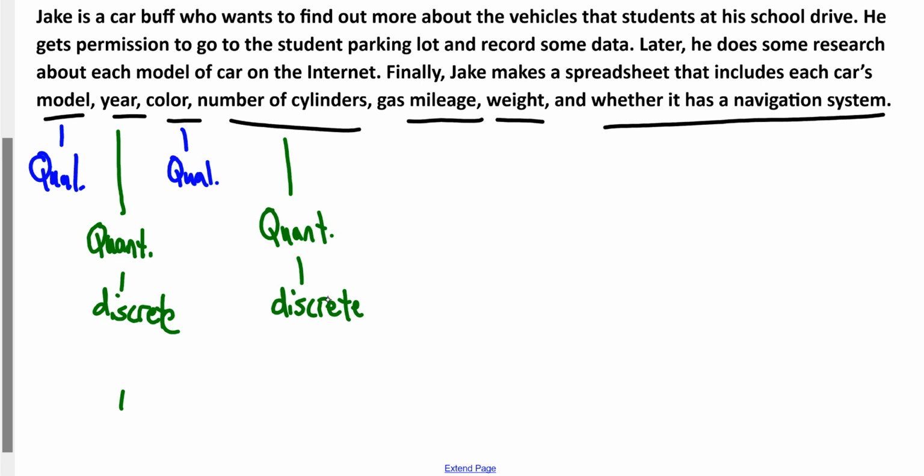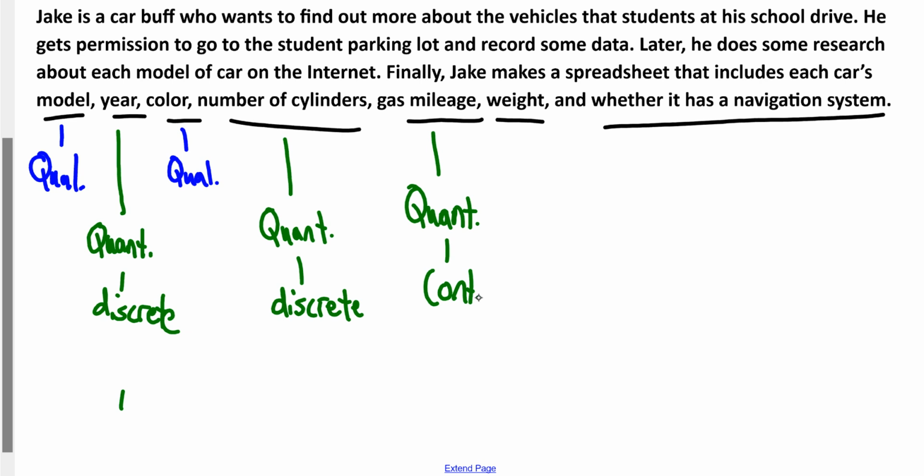Gas mileage is also quantitative. If you know anything about gas mileage, you want a higher gas mileage. That means you get more miles per gallon. That's quantitative, and that is an example of continuous, because your car can go 32.67 miles per gallon. So it is continuous.